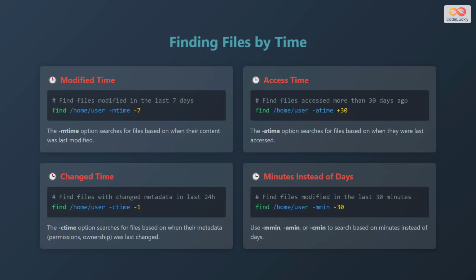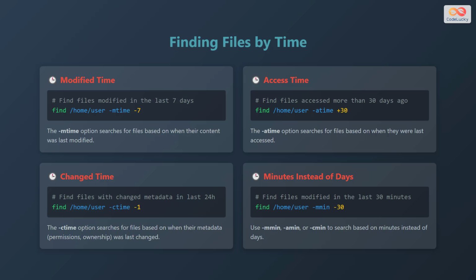Now let's look at how to find files based on time criteria. To find files that were modified in the last 7 days, you can use the command find /home/user -mtime -7. The -mtime option searches for files based on when their content was last modified.